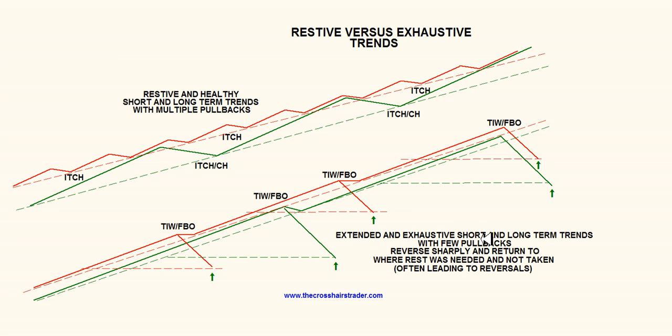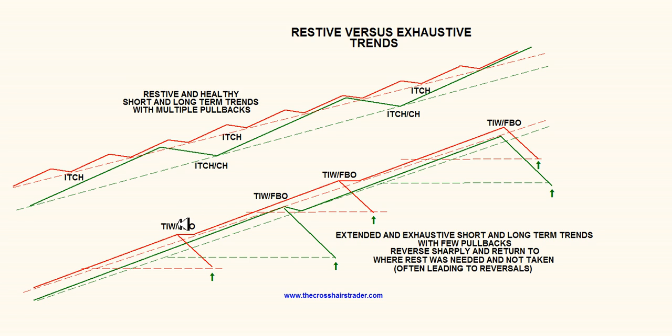So extended and exhaustive short and long-term trends with few pullbacks reverse sharply and return to where rest was needed and not taken. And these also often lead to reversals. So in the charts that we're going to look at, you'll see where trends have been extended with little rest, and then when that trend is broken, you'll see in our TradeStation workspace where There It Was-er signals fire, both long and short, and you will see false breakout signals fire, both long and short.